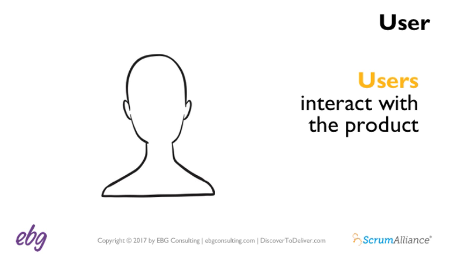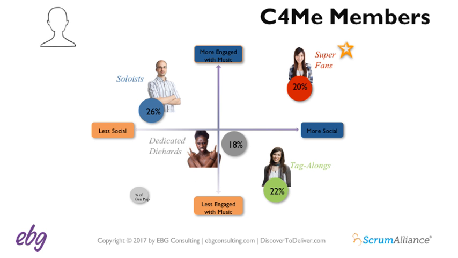So the user is the people, systems, and devices that interact with the product. So it's not just human users, but in our example, we'll just take human users. Now, the C4Me team explores users. They happen to have a really sharp product person who studied members and defined personas. And you can see these 4 types of personas here: the soloists, dedicated diehards, tag-alongs, and super fans. Now, they want to focus in their next sprint on the most valuable user.